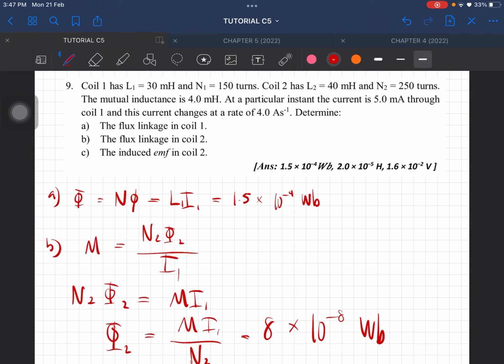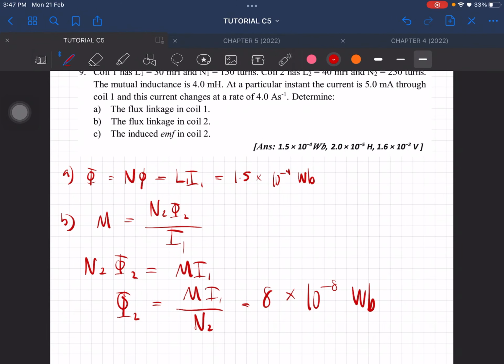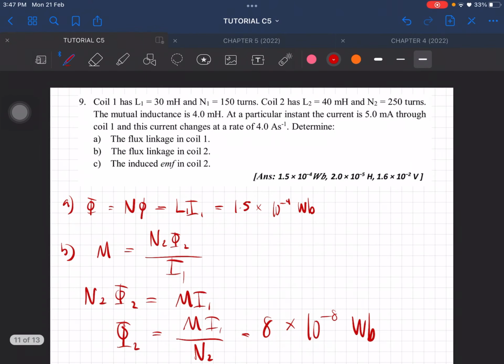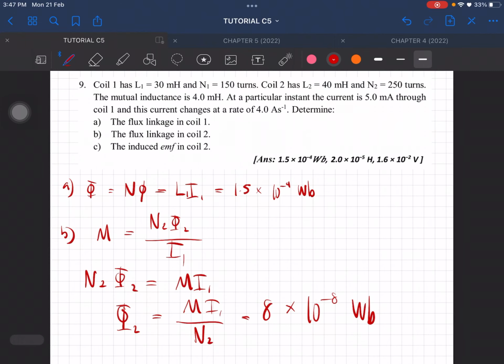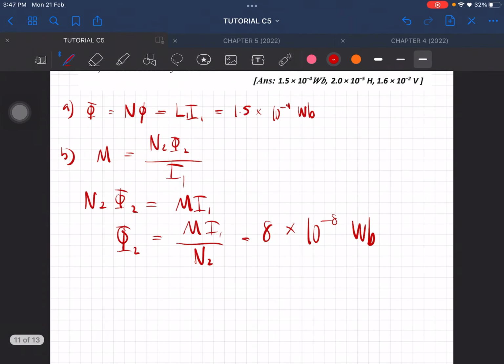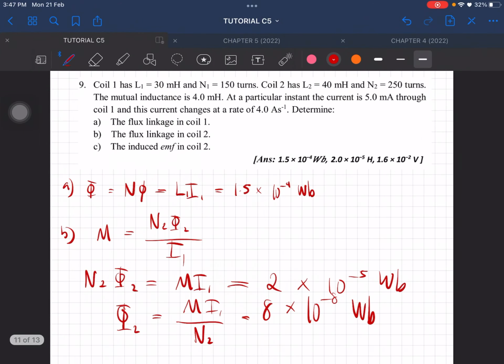Okay, that is what I've got. Not sure if you got the same thing, but let me double check again. What is the question asking? The flux linkage in coil 2. So if you don't divide it by the number of turns, if you just stick it here, you will get 2 times 10 negative 5 Weber. But I think personally flux linkage, we should multiply it by the number of turns, right? But for that one, I'll double check with you and write it in the description of this video.